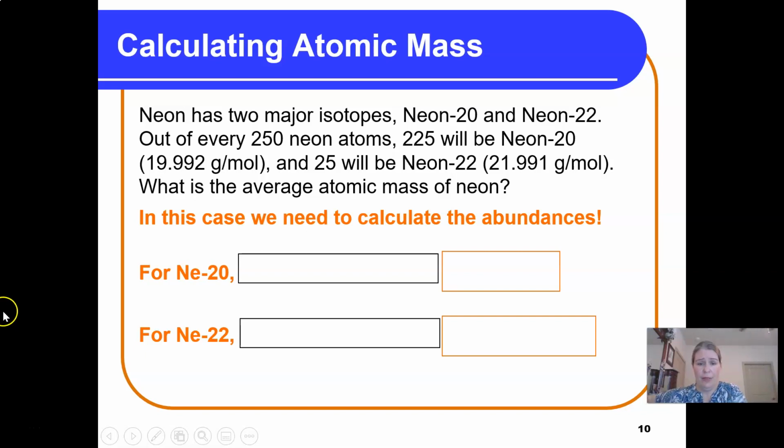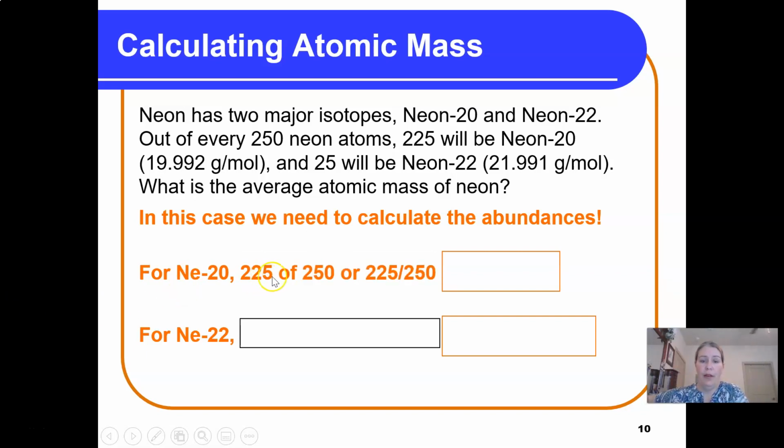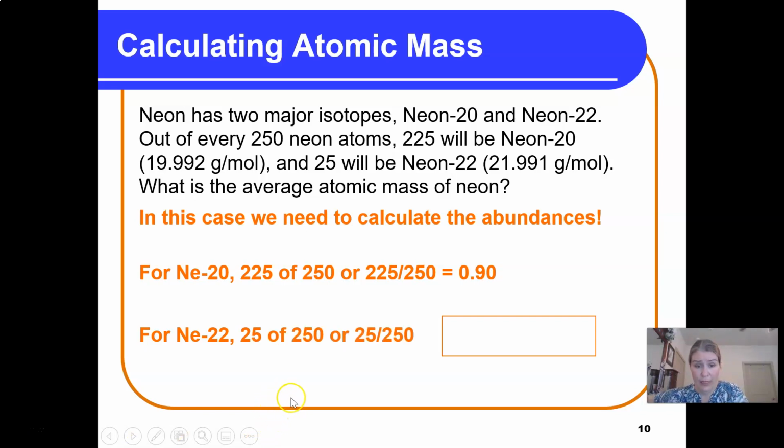We need to calculate the abundances first, and that's a percent problem, just like every percent problem. We have 225 of a total of 250. Well, a percent is the part I'm interested in divided by the total. Well, that's equal to about 90%. And that makes sense because 25 of 250, or 25 divided by 250, is, of course, 0.1, 10%. Since there's only two isotopes here, I could have gotten that by saying, I know they have to add up to 1 or 100%, and subtracted the decimal, and I would have gotten the same number here.